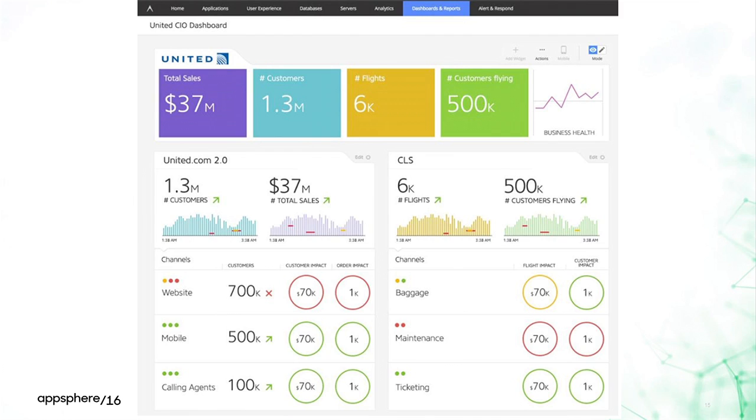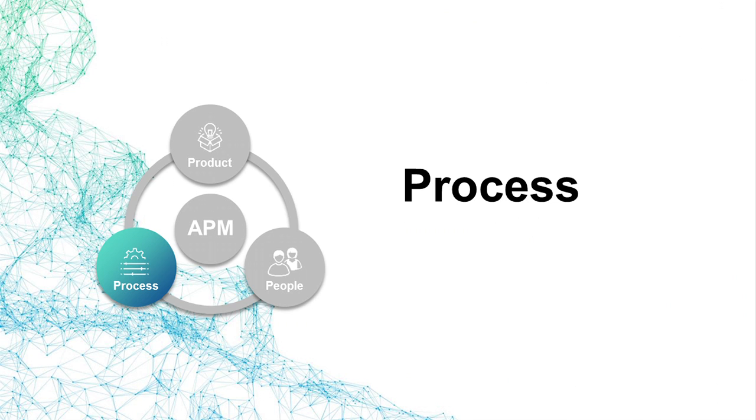So after we looked at the people and the product, we need processes to align them. Our last dimension.